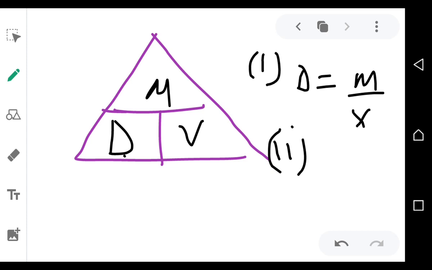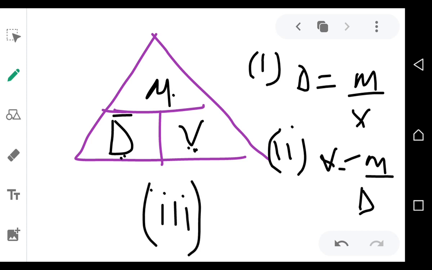The second formula you can extract is for volume. Volume is equal to mass on top over density. The third formula is mass on top is equal to density times volume. But you should know the formula for density. Once you know the formula for density, you can extract all three formulas.